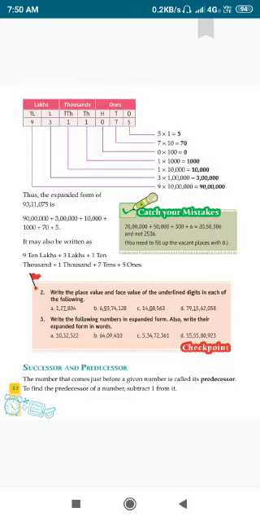Here is an example: 2 crore 15 lakh 81,709. Add 1 to this number, then the result is 2 crore 15 lakh 81,710.